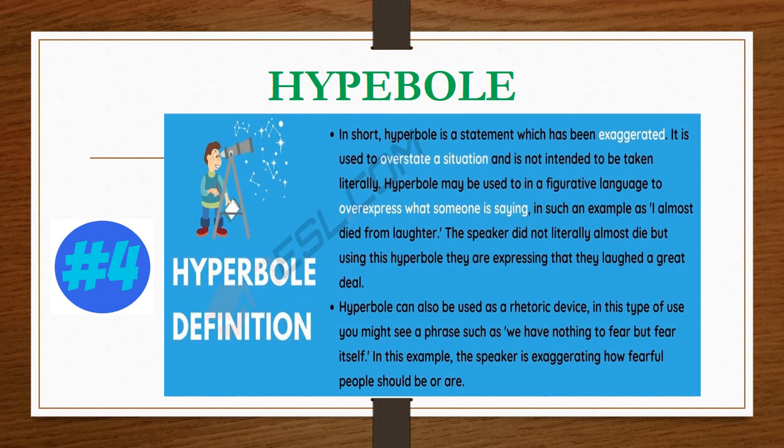In short, hyperbole is a statement which has been exaggerated. It is used to overstate a situation and is not intended to be taken literally. Hyperbole may be used in figurative language to overexpress what someone is saying, in such an example as, I almost died from laughter. The speaker did not literally almost die, but using this hyperbole, they are expressing that they laughed a great deal.